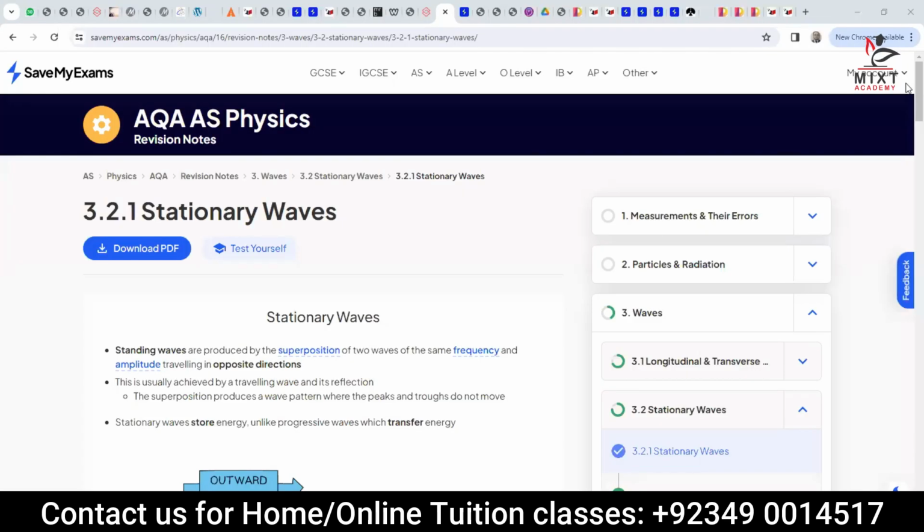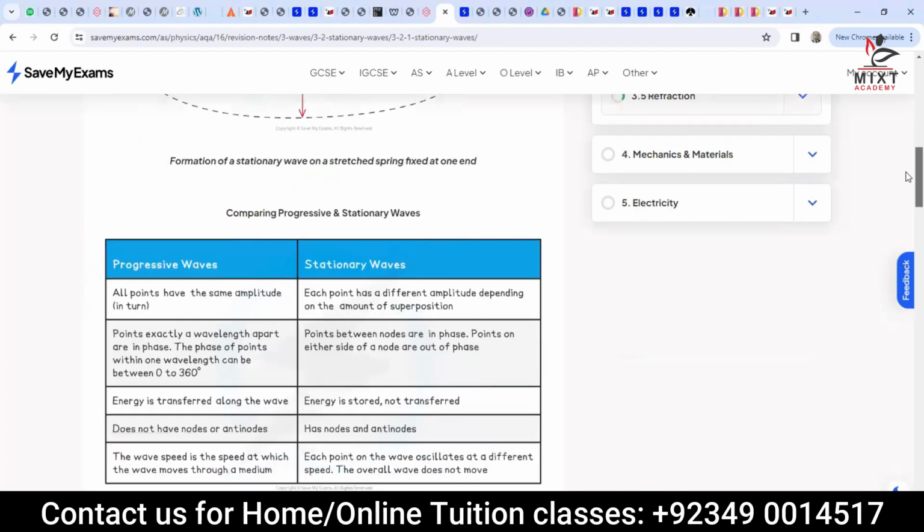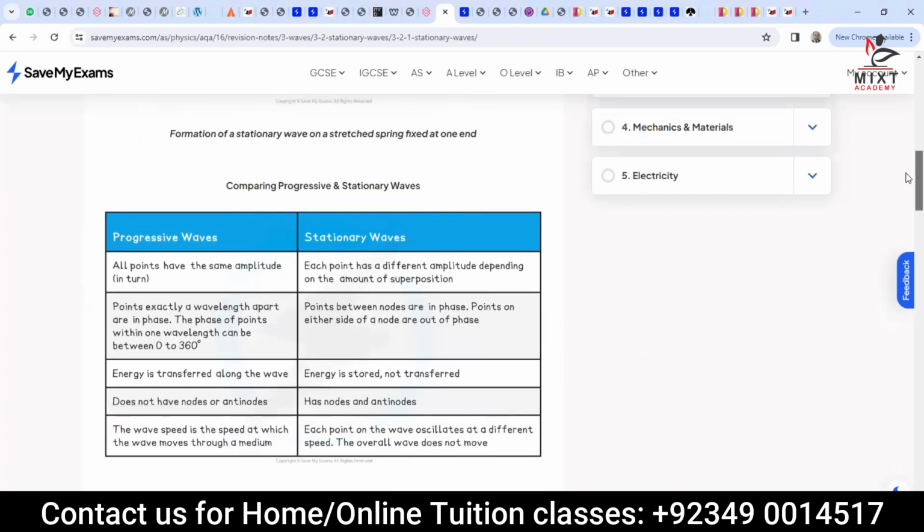We have gone through stationary waves. I've told you there is a big difference between a stationary wave and a progressive wave. First, progressive waves are a way of passing energy, or you can say energy is transferred along the waves, right? While in a stationary wave, energy is stored, not transferred.